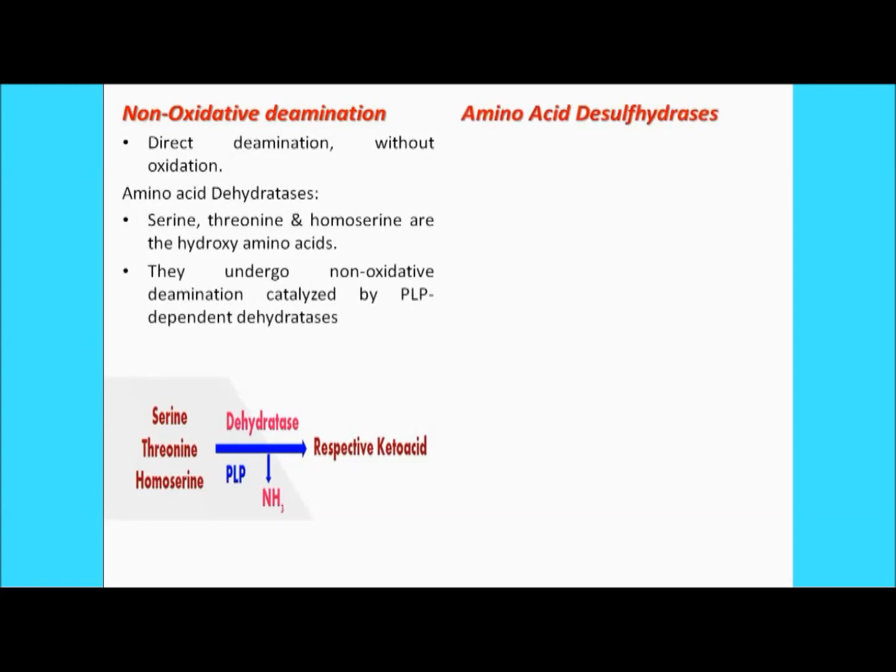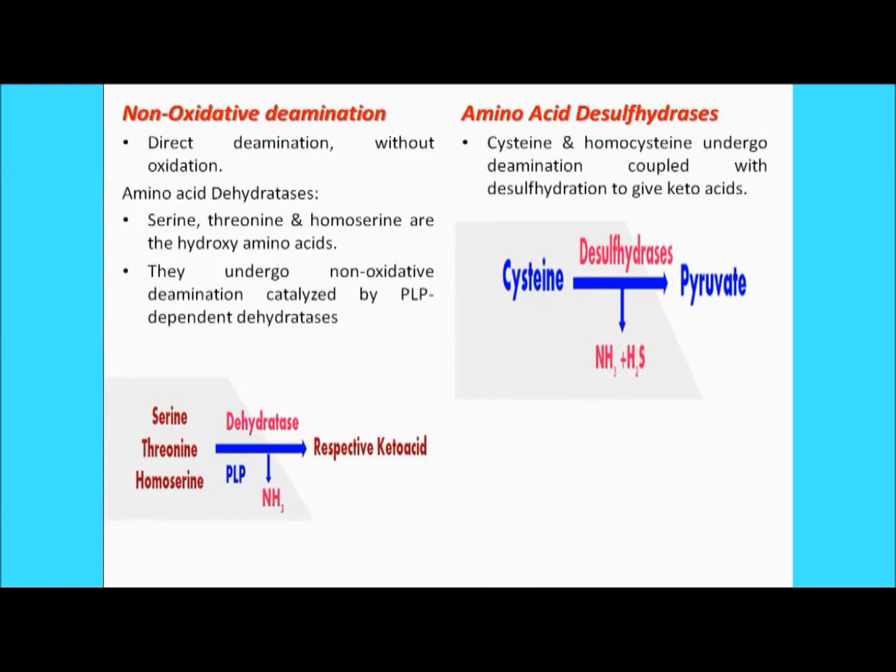Now amino acid desulfidase is another set of enzyme. How does it act? You can see I have taken an example of an amino acid known as cysteine. Now if the desulfidase acts on the cysteine, it forms pyruvate along with the liberation of hydrogen sulfide and ammonia. So the cysteine and the homocysteine undergo deamination coupled with desulfidation to give the keto acids, right?